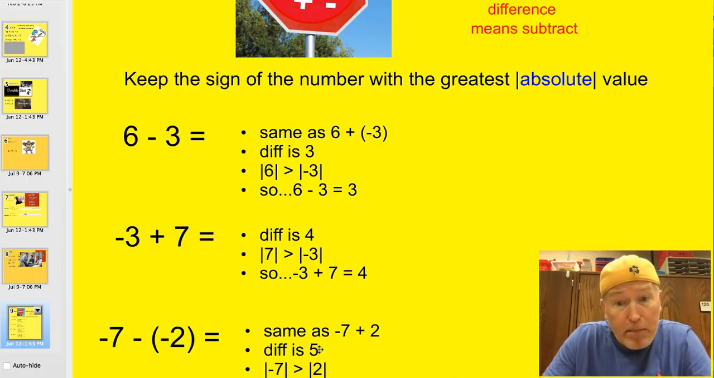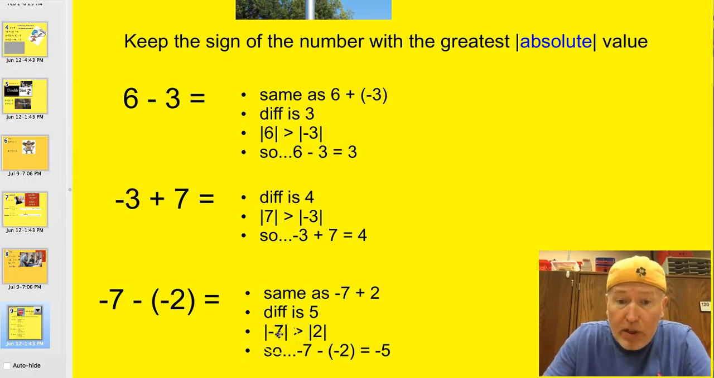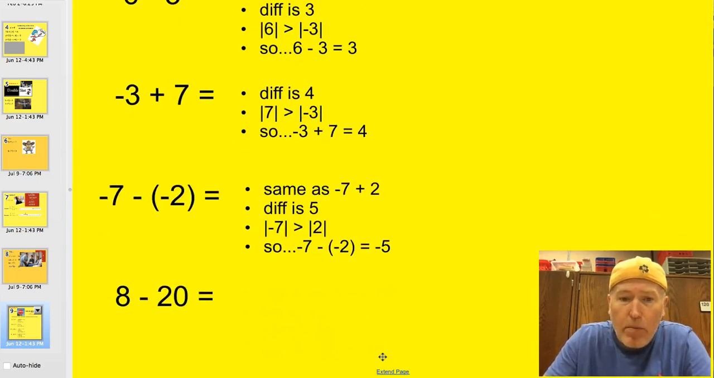Now is the answer going to be positive or negative? Well, let's think about it. The absolute value of negative 7 is 7, and that's greater than the absolute value of 2, so the answer is going to be negative 5. Are you with me? All right, I think I got one more.